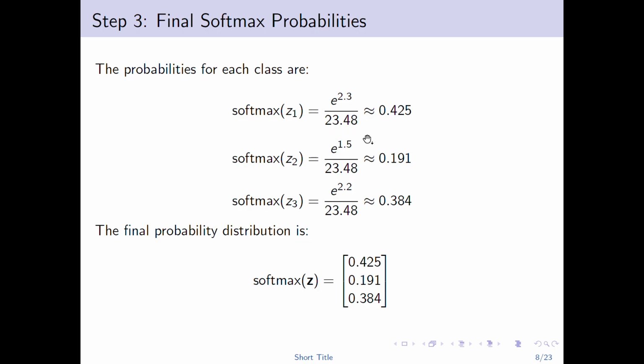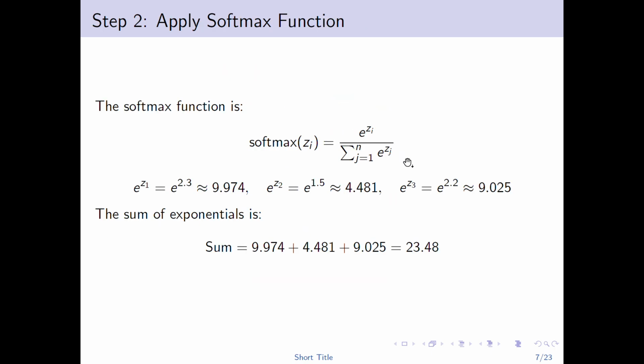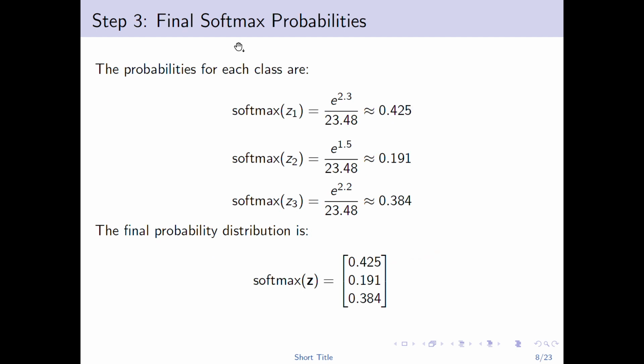Where did we get this 23.48? It is actually the sum. The denominator term is the sum of all these e raised to Zj's, which is 23.48. So we got approximately 0.425. Similarly, when we calculated the softmax of Z2, e raised to 1.5 divided by 23.48, we got 0.191. Softmax of Z3 we got as 0.384. So this is the probability distribution that we got for the three neurons.